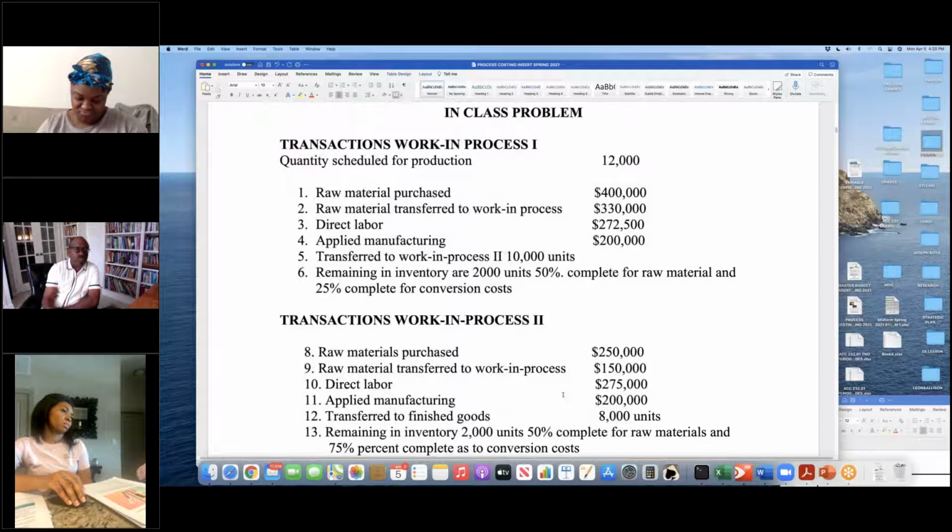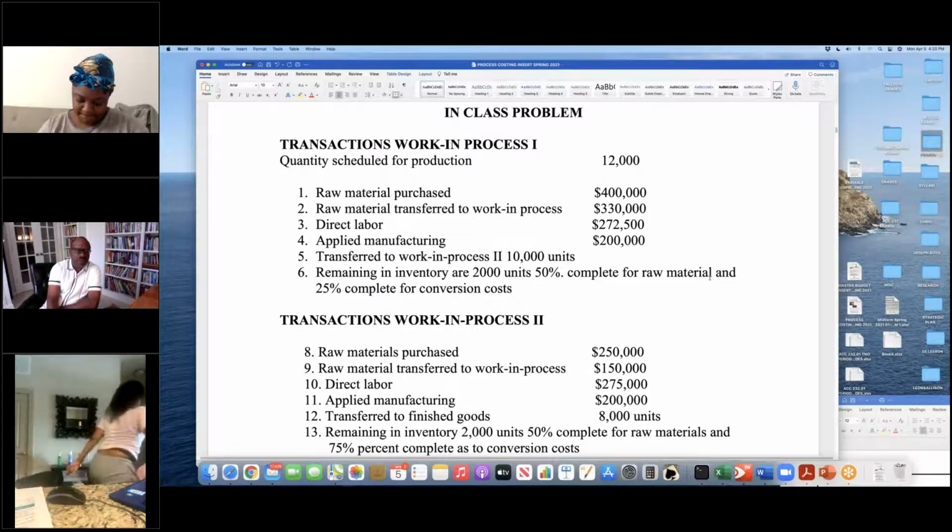So let's see if we can work this problem. There were 12,000 units scheduled to be produced. The raw material purchases were 400,000. Transferred to work in process, 330,000. Direct labor was 272,500, the overhead was 200,000, and we completed 10,000 units. The remaining 2,000 units are 50% complete for raw materials and 25% complete for conversion costs, with our conversion costs being labor and overhead. Conversion costs are the costs that convert the raw materials to finished goods.